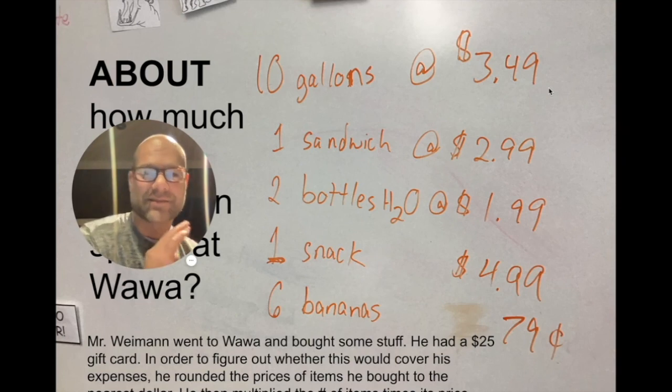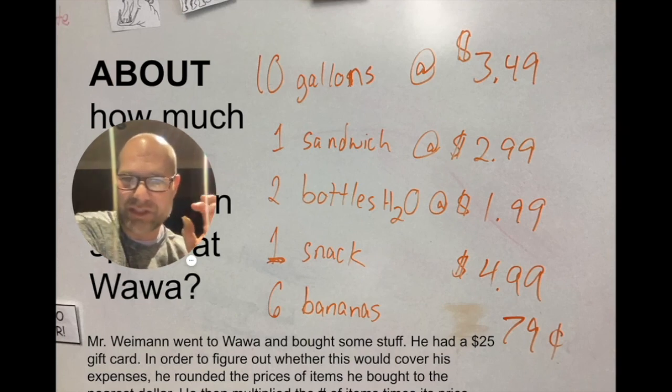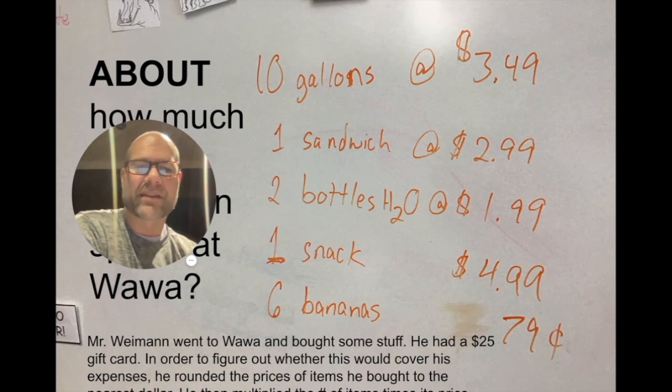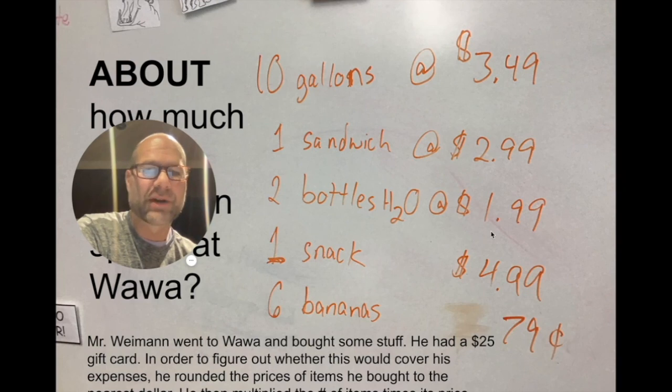But all that is more problems for the future, right? Let's just do this like truly the way we learned it in math class. So 10 gallons at 349, one sandwich at $2.99, two bottles of water or H2O at $1.99, a snack for $4.99, and then six bananas at 79 cents each.